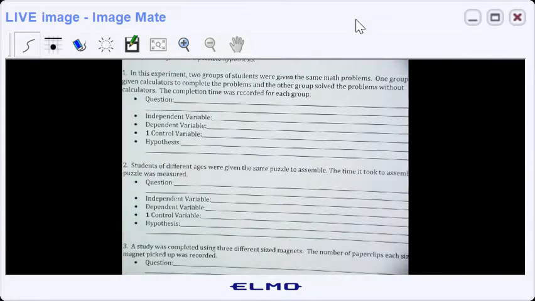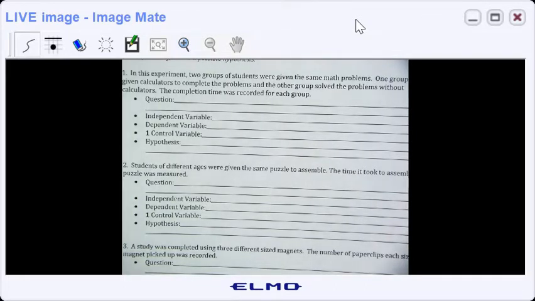So going back, the directions say for each of the following scenarios, we are going to need to write a question, determine the independent and dependent variables and a control variable, and write a possible hypothesis. So in number one, in this experiment, two groups of students were given the same math problem. One group was given calculators to complete the problems, and the other group solved the problems without calculators. The completion time was recorded for each group.